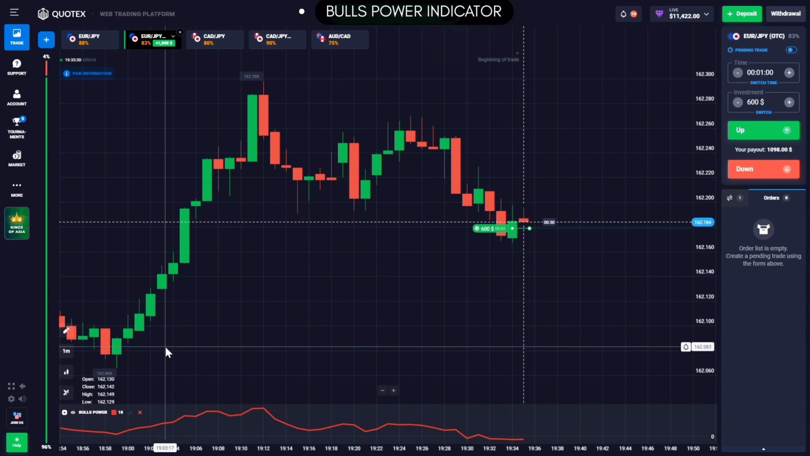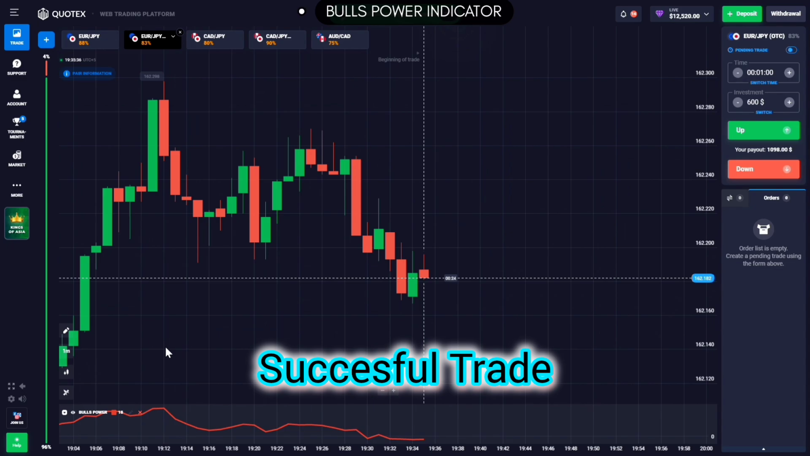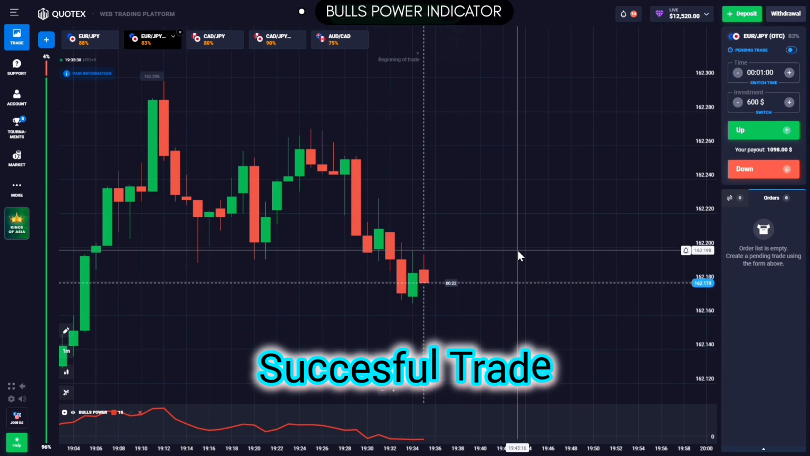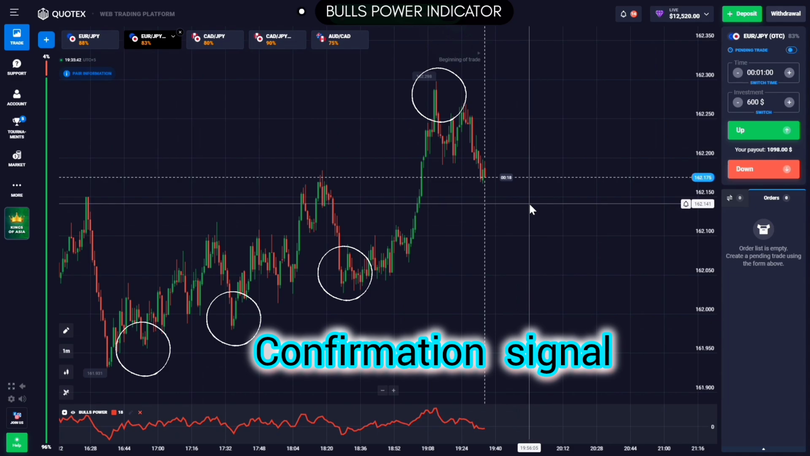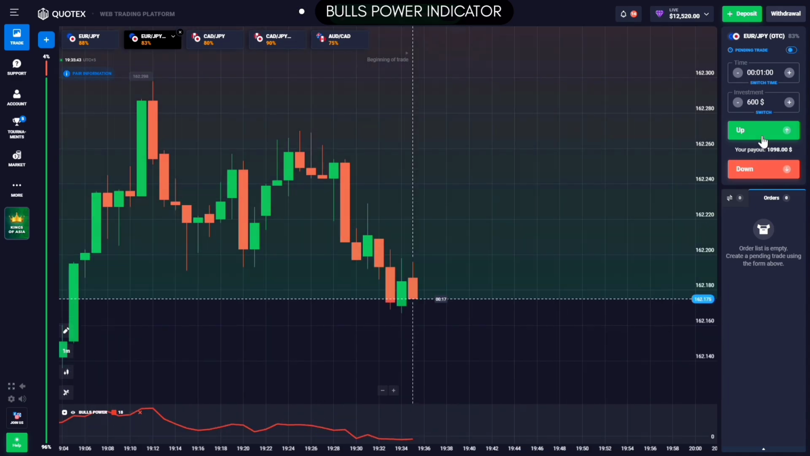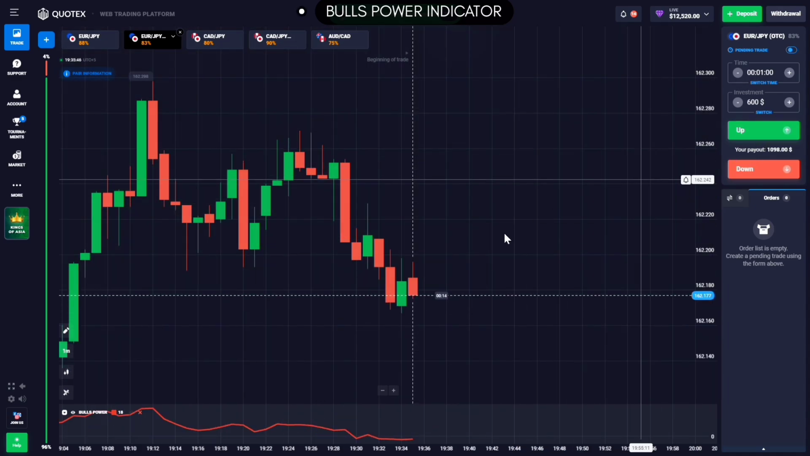The Bull's Power Indicator is a valuable tool for traders looking to identify trend strength and predict price movements. Remember to always combine the Bull's Power Indicator with other forms of technical and fundamental analysis to maximize your trading success.